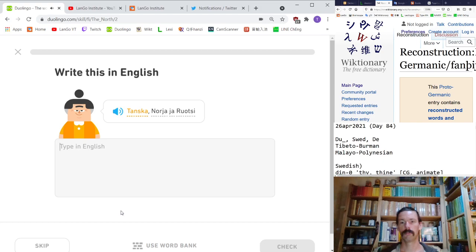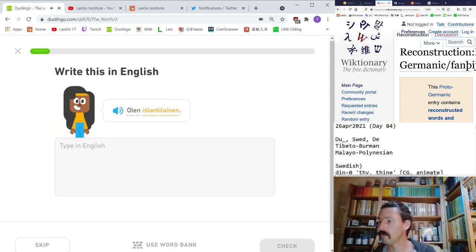Tanska, Norja ja Ruotsi. Tanska, Norja ja Ruotsi. A list of countries. Denmark, Norway, and Ruotsi. Looks like Russia, but it's Sweden.